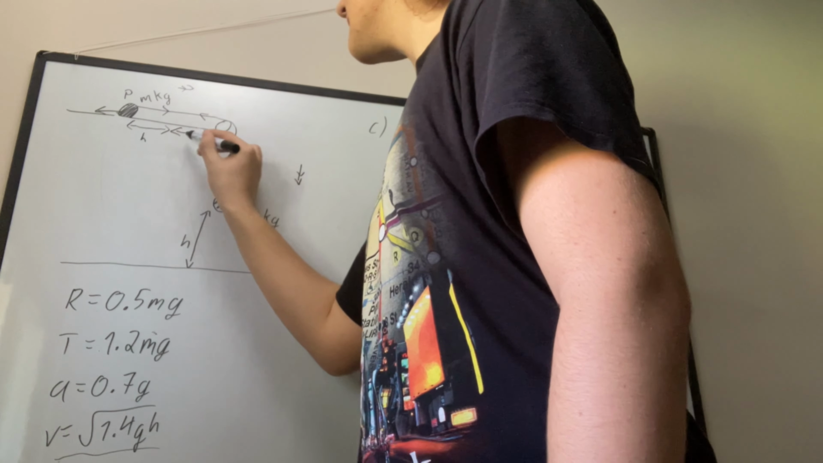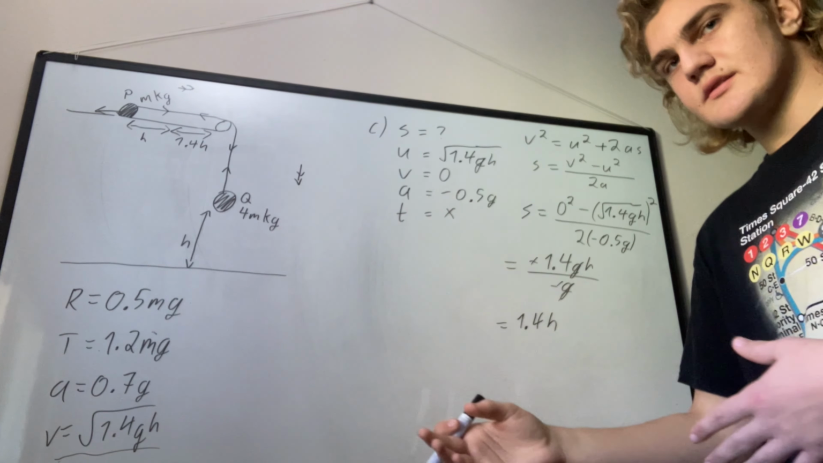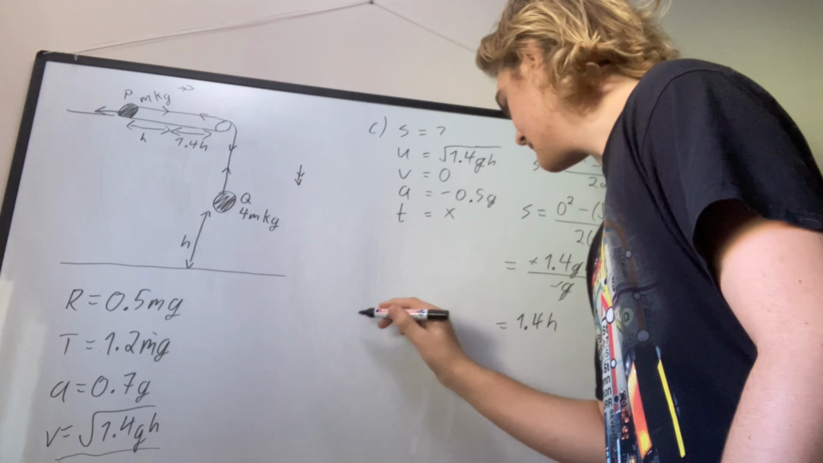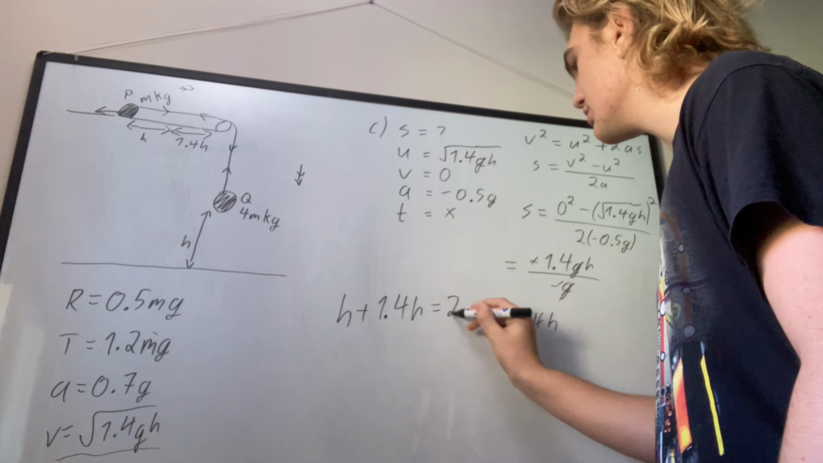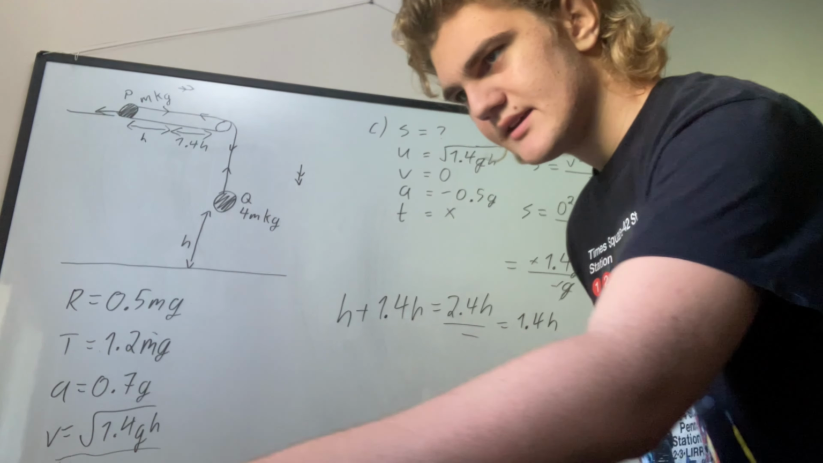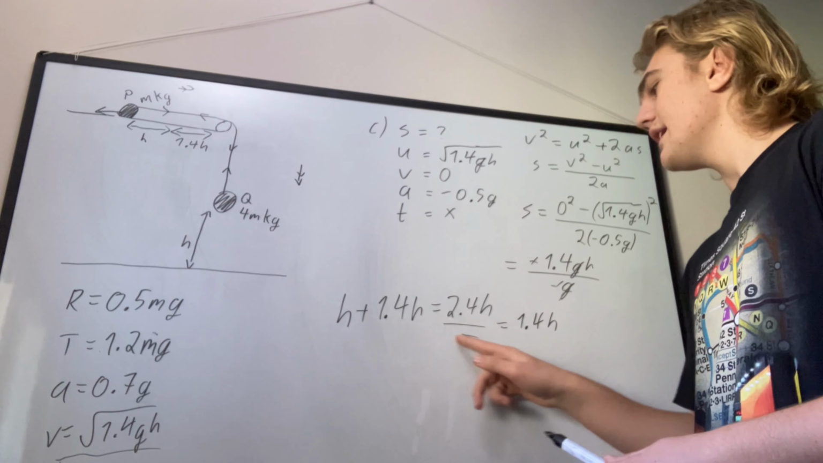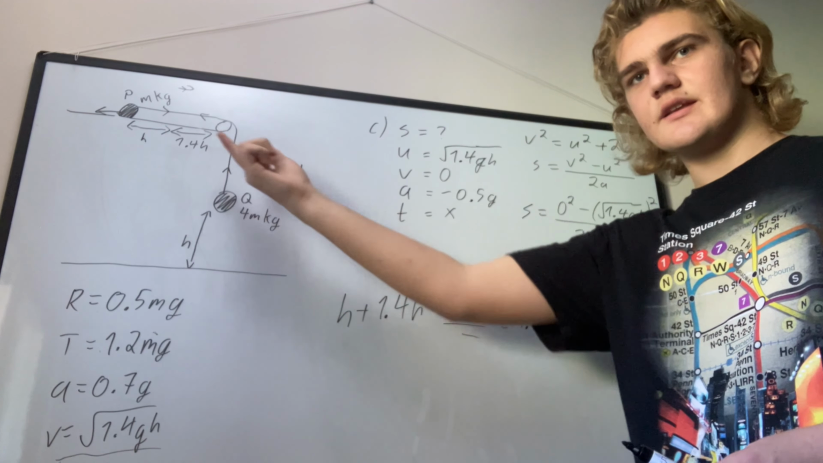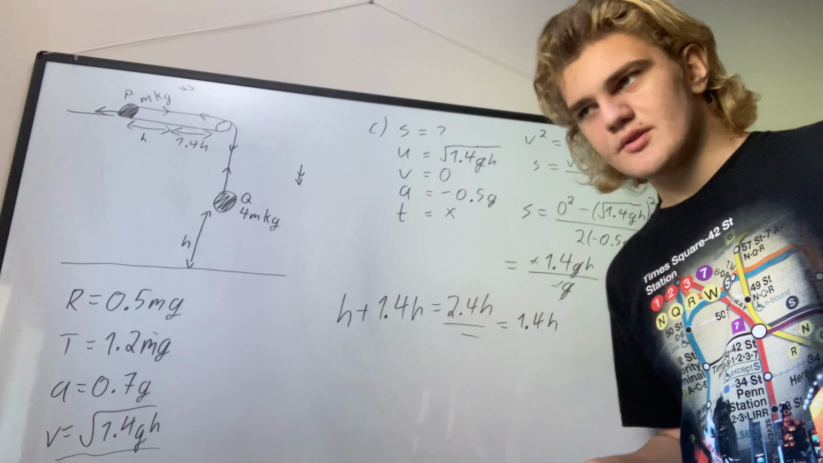So this part is 1.4h. So the total distance that P travels has to be those two added together. So h plus 1.4h equals 2.4h, and that is what it says in the answer. It says here, show that the length of the string must be greater than 2.4h. So if we want P not to hit the pulley, the distance that it is from the pulley, the string, has to be greater than 2.4h. And that's the last part of the question.